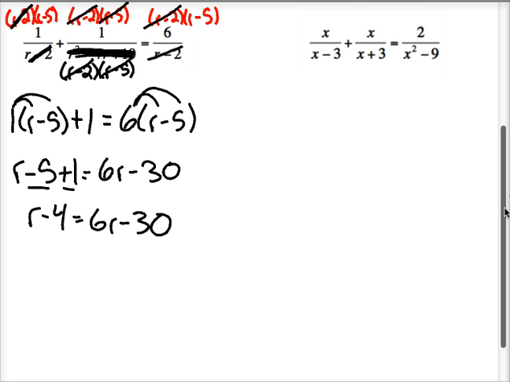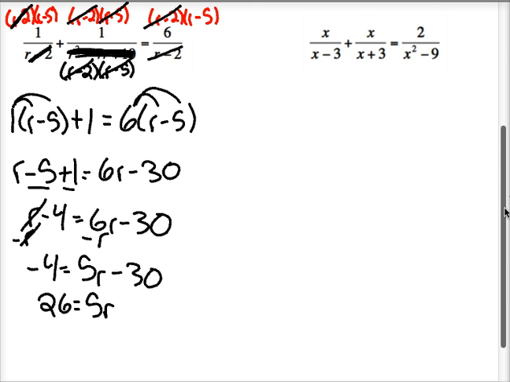So now I'm going to subtract my r from both sides. Add 30 to both sides. And divide by 5. So I get 26 over 5 is my r value.